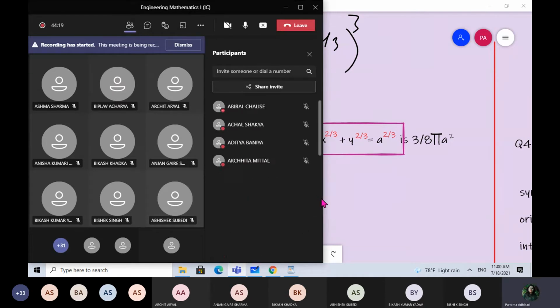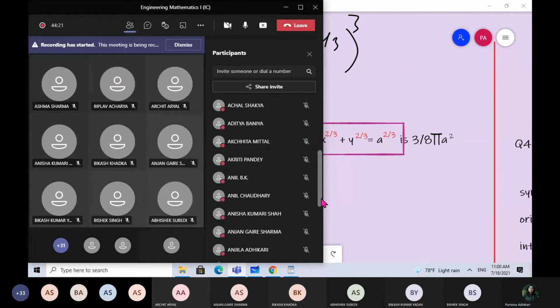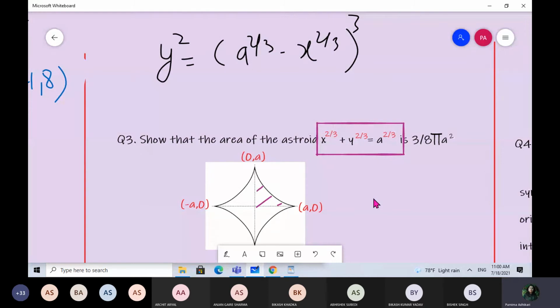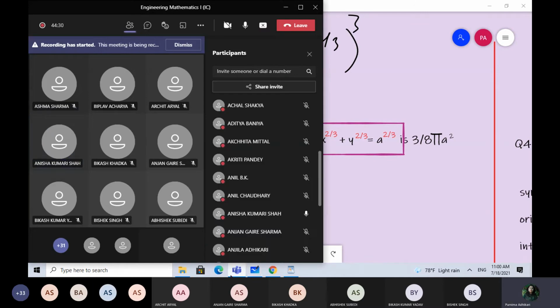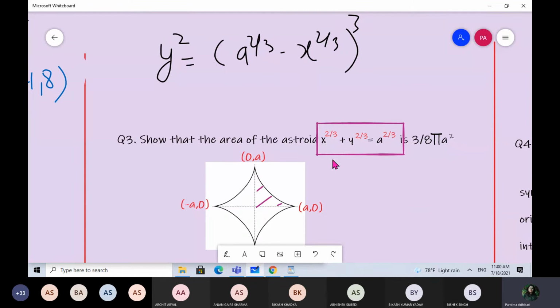Anisha Kumari? Akshita Mittal? Yes. Who is this? Anisha, respond or not? Yes, ma'am, Anisha. Respond. Yes, Anisha. Okay, tell me, Anisha, what about symmetry of this curve? Ma'am, symmetric about both axes.